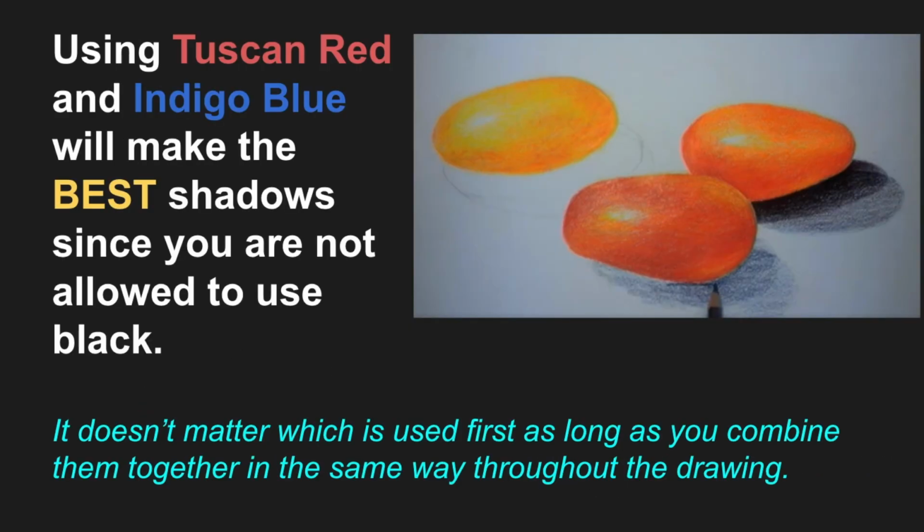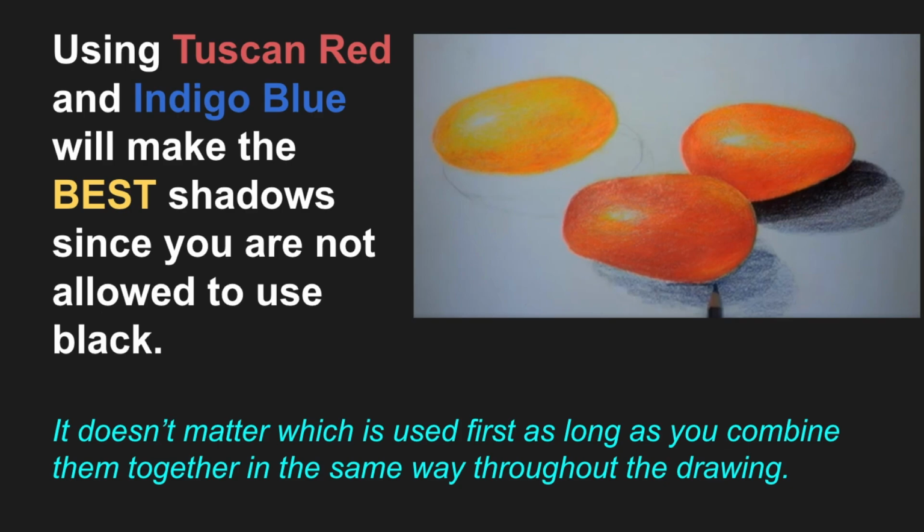So Tuscan red and indigo blue are the darkest of the colored pencils, and they are what you should be using to create the shadows for the jelly beans. When you combine those two colors, they actually look like black. So up here on this upper right image, underneath that jelly bean that's all the way on the right, that is not black that was used. That is actually a combination of Tuscan red and indigo blue, and you can see how very dark it gets.